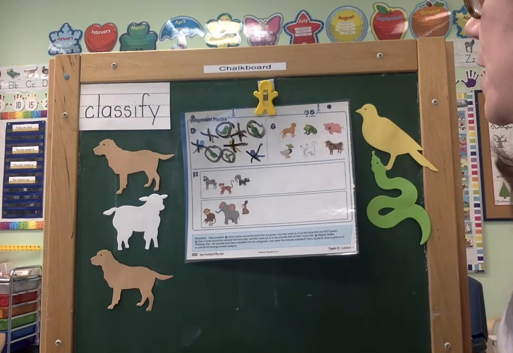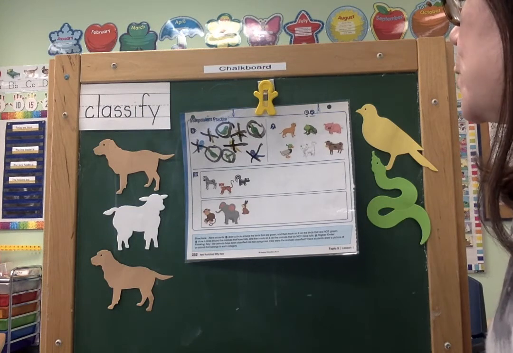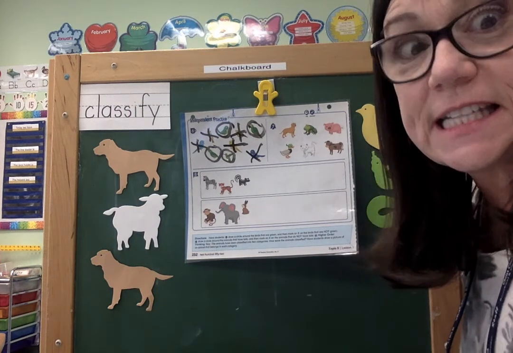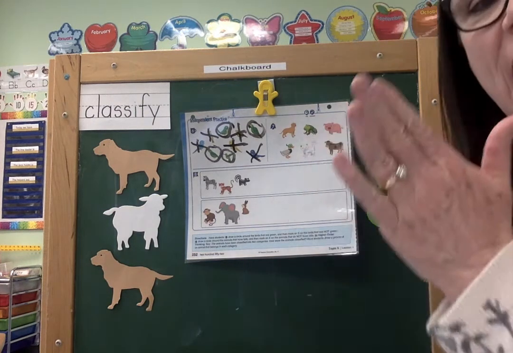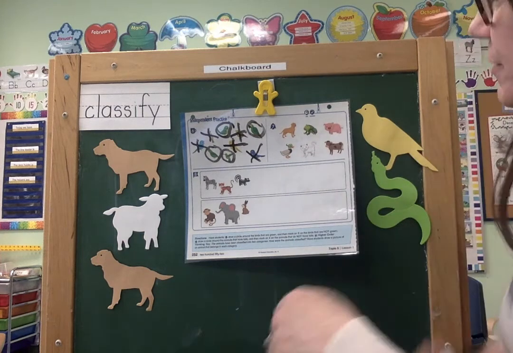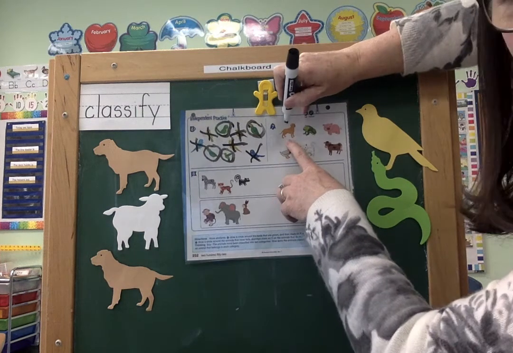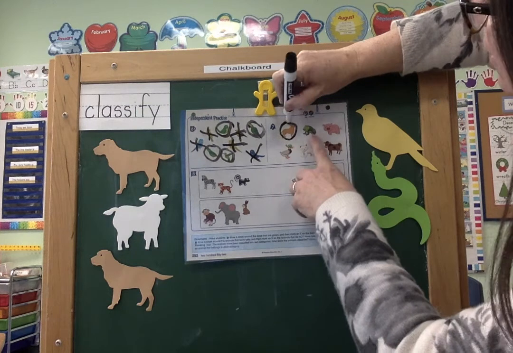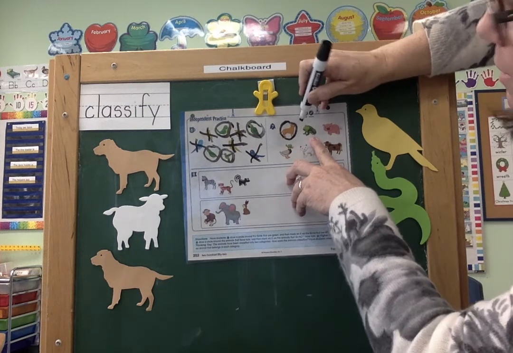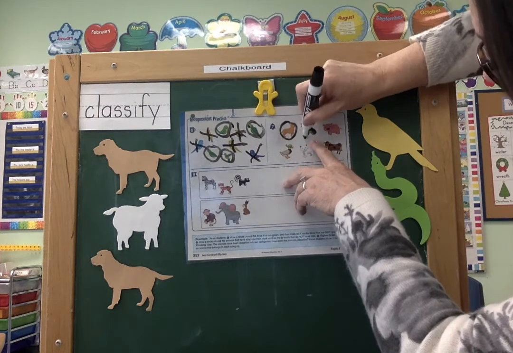All right, in number 7, we're moving over. We're going to draw a circle around the animals that have tails. So we're classifying by if they have a tail or do not have a tail. Does a dog have a tail? Yes. So we're going to circle the dog. Does a frog have a tail? Not when it is mature. So we're going to put an X on it.